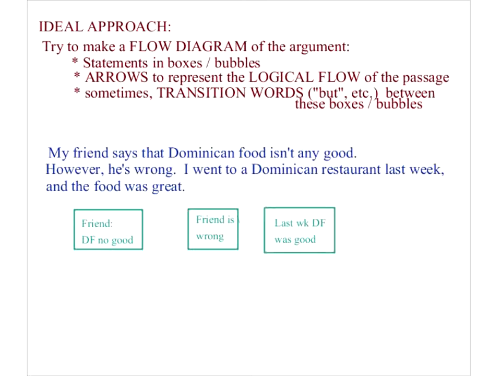Okay, so one thing you're still going to have to do here is try to figure out what the main point of the argument is. Again, this is a warm-up. If you find this almost unconscionably easy, then that's a good thing. Go ahead and tell me in the text box, do you think the main point of this argument is that Dominican food is no good, or that it is actually good? Go ahead and let me know.